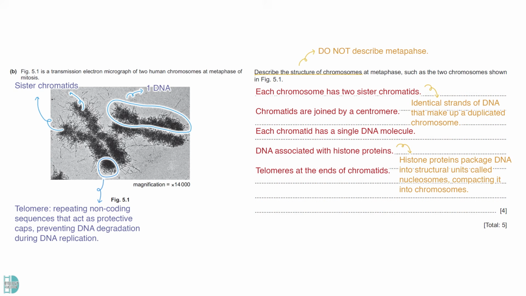Telomeres are found at the end of chromatids. They are the repeating non-coding sequence that act as protective caps, preventing DNA degradation during DNA replication. There is a mark for AVP. You can state that chromosomes are highly condensed at this stage.